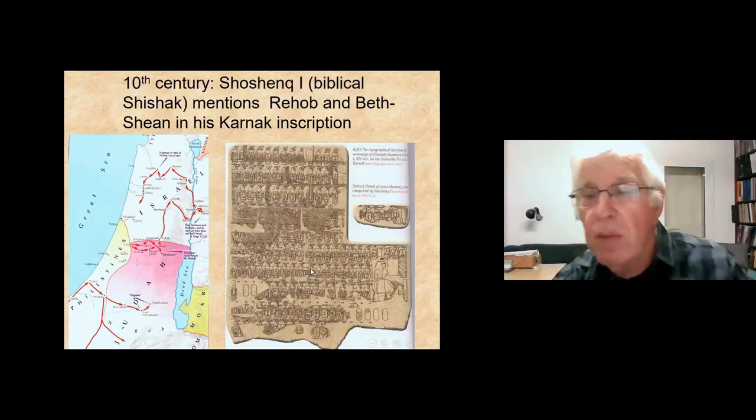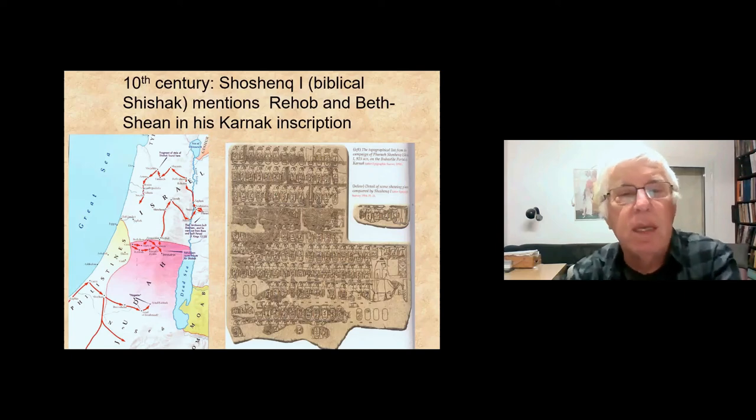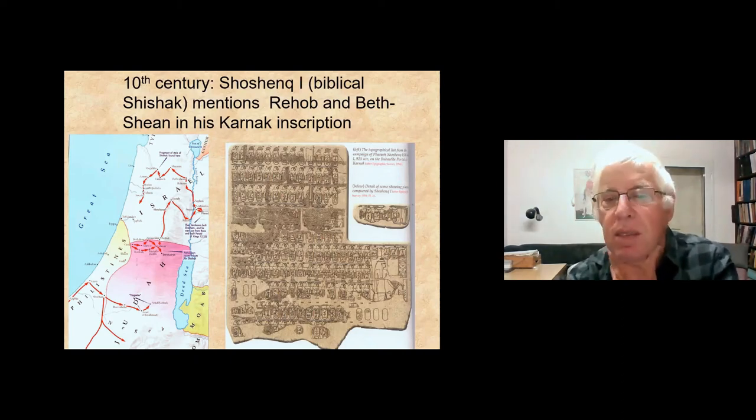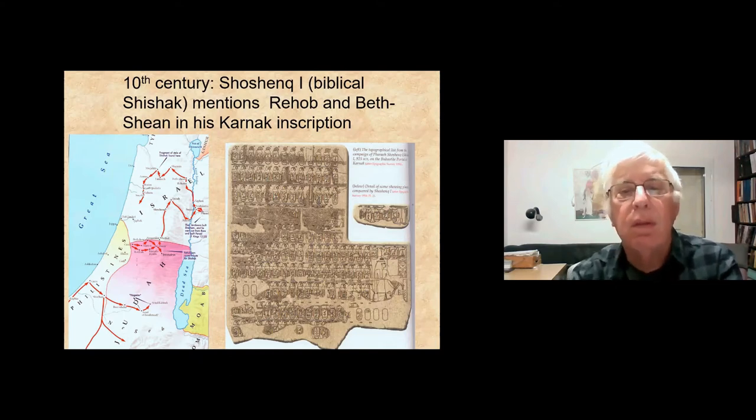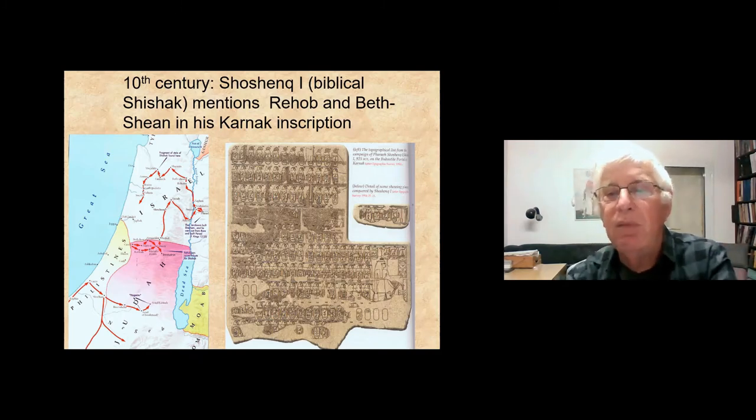One important document from the 10th century, in fact, the only written document that we have concerning the 10th century BCE, is the famous Sheshonq, or biblical Shishak, who is mentioned in the Book of Kings as raiding Jerusalem a few years after the death of Solomon, during the time of Rehoboam, the son of Solomon. This was an Egyptian pharaoh, the only Egyptian pharaoh who left Egypt and invaded the land of Canaan, the land of Israel, in the period after the New Kingdom, after the Late Bronze Age.